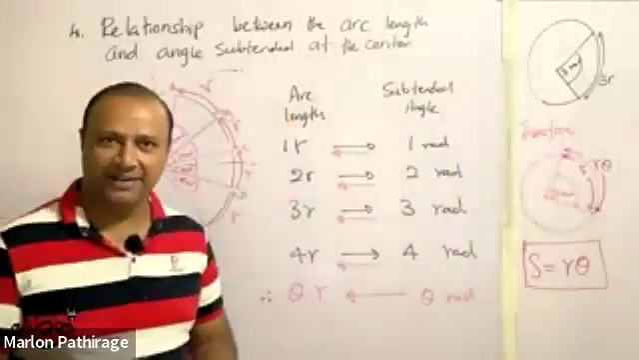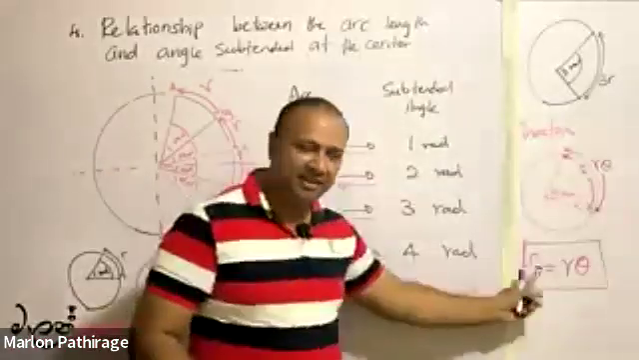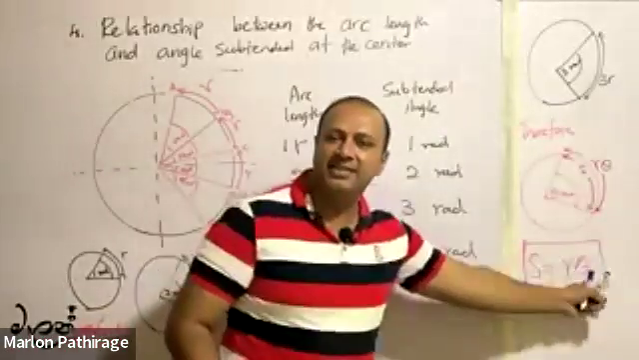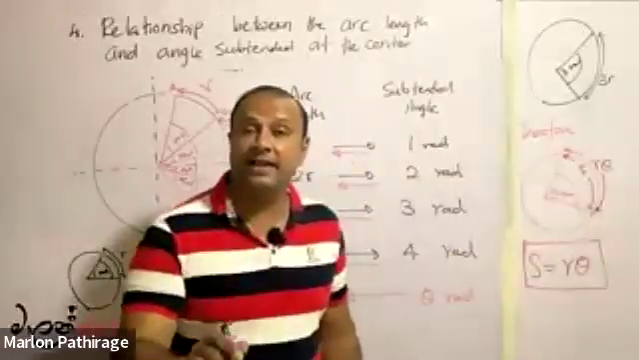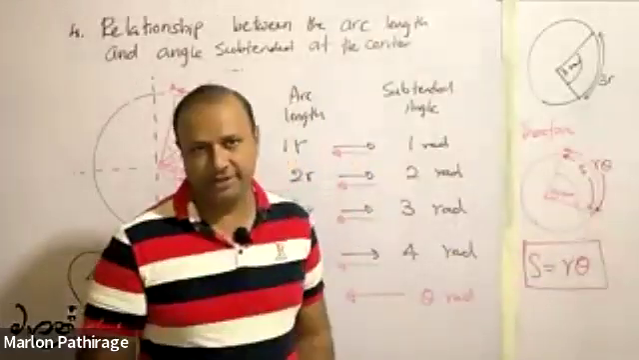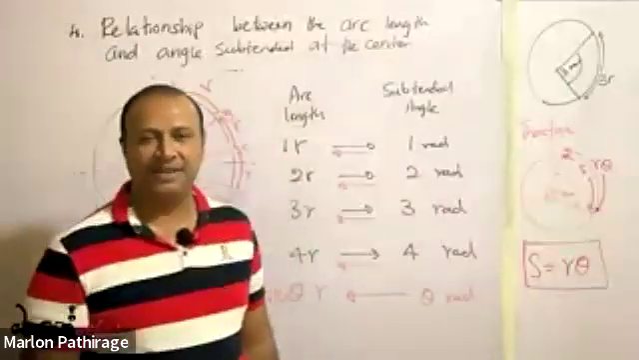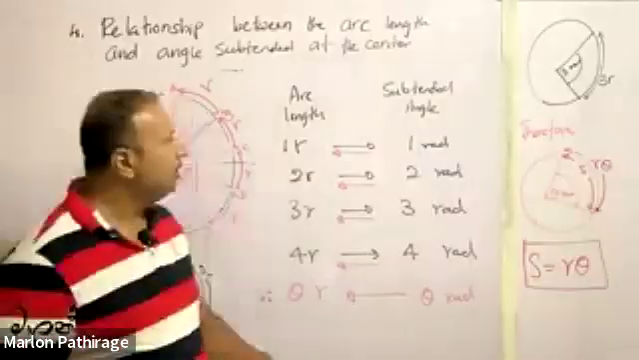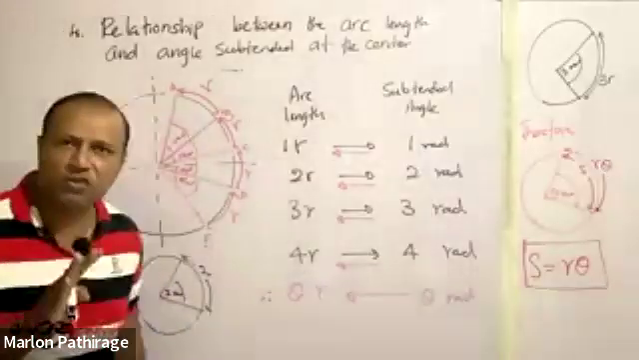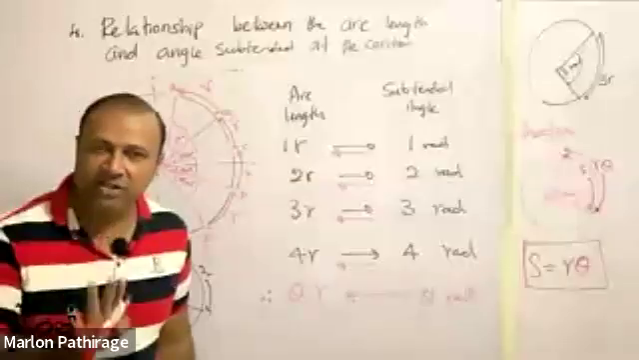S equals r theta. S means the arc length. This is the radius. This is the subtended angle by the arc length at the center. But it should be measured using the radian, because this derivation is based on radian.